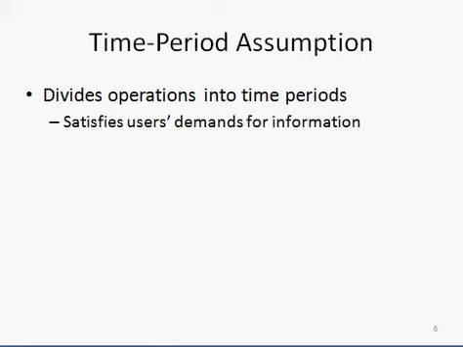There are three key elements of accrual accounting, and the first of those being the time period assumption. Basically, what this does is allow a company to divide operations into time periods, and that satisfies a user's demand for information. A lot of times, or most of the time, activities within a business affect more than one time period.